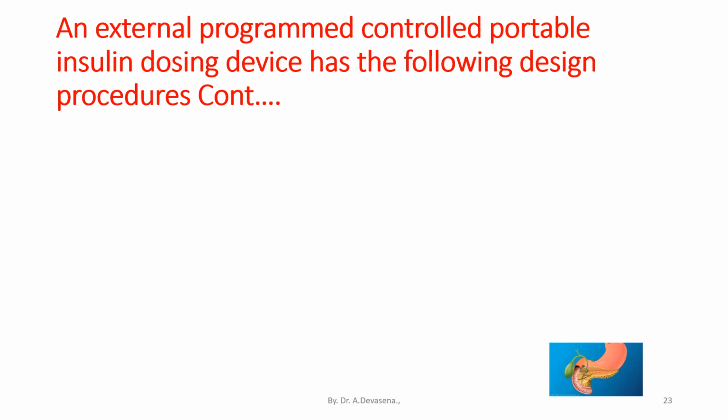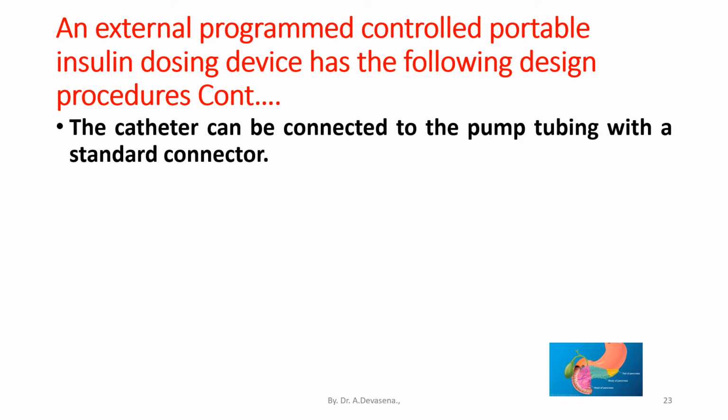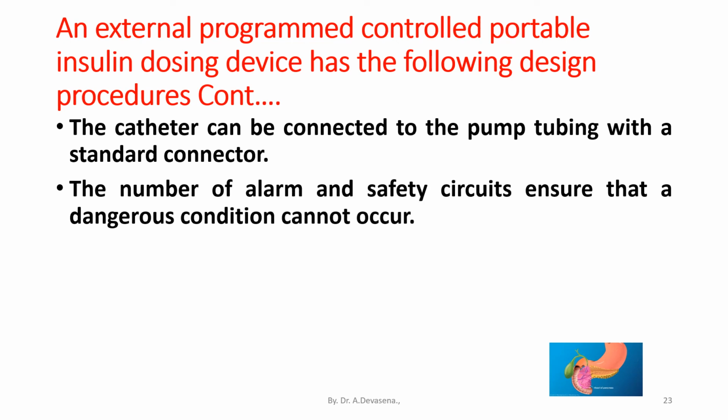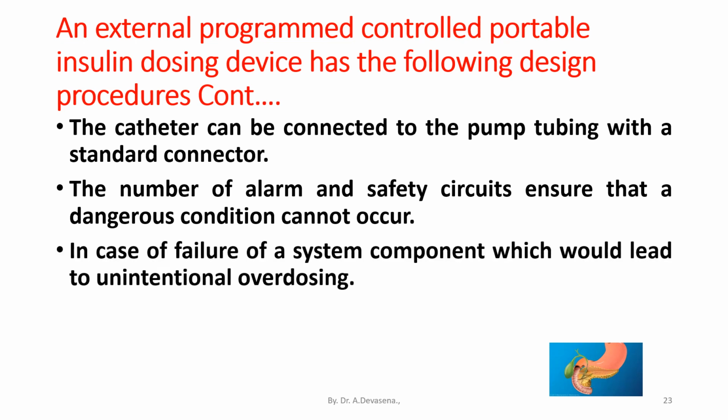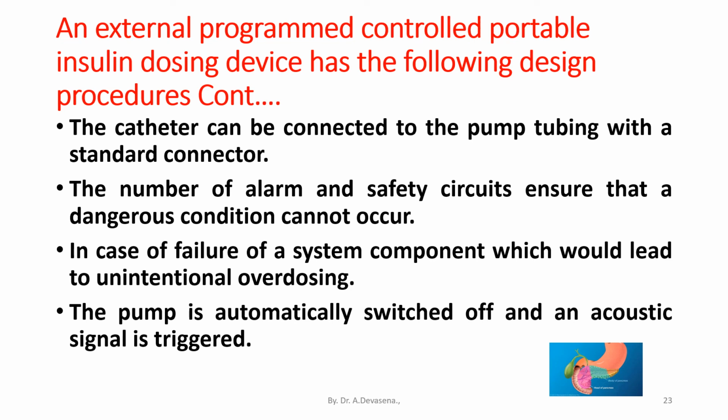The catheter can be connected to the pump tubing with a standard connector. The number of alarm and safety circuits ensure that a dangerous condition cannot occur. In case of failure of a system component, which would lead to unintentional overdosing, the pump is automatically switched off and an acoustic signal is triggered.